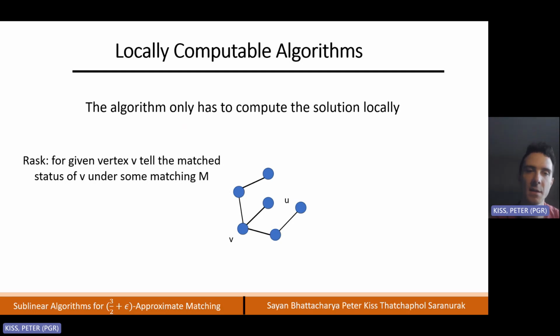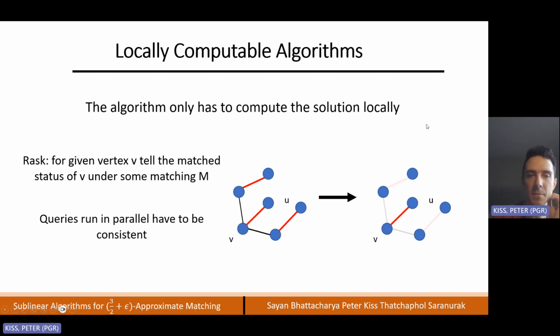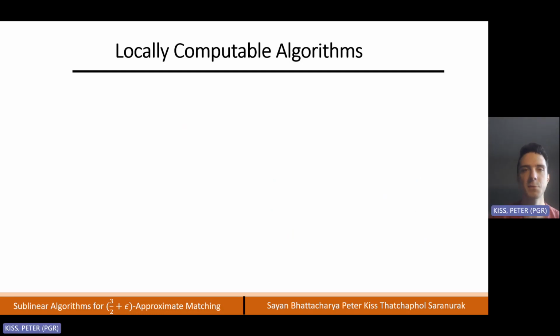You fix a vertex, and it will tell us very efficiently whether that vertex is matched under this particular matching. So say if this would be the matching and one query is V, then it should just return us the edge VU or just the match status of V, depending on how they define it. One important notion here is that queries in parallel return a consistent answer. So if we were to query V and we were to query U, they should point at each other. Otherwise, this doesn't quite make sense.